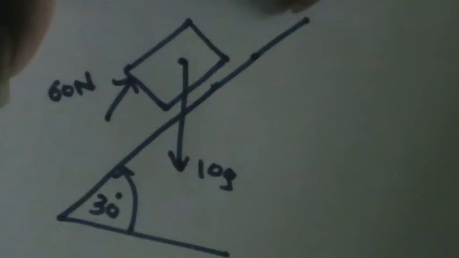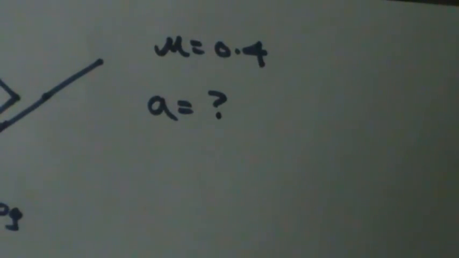Now 10g will be acting straight down from the center of gravity. I'll put a force of, say, 60 newtons upwards, parallel to the inclined plane. What I am asking is, what is the acceleration of this object? I'll take mu equals 0.4 here.